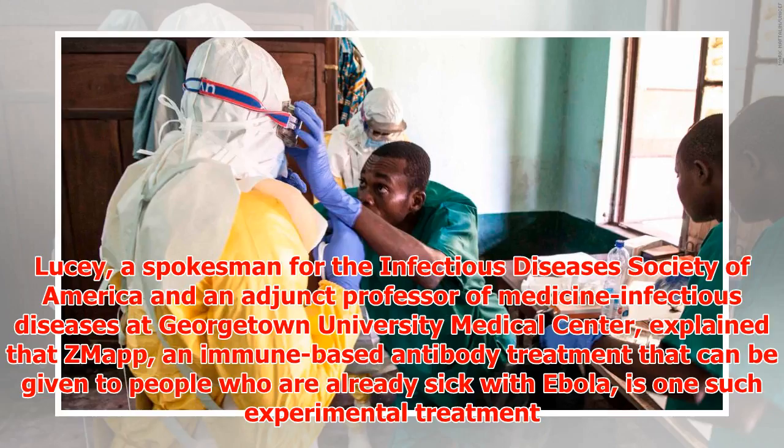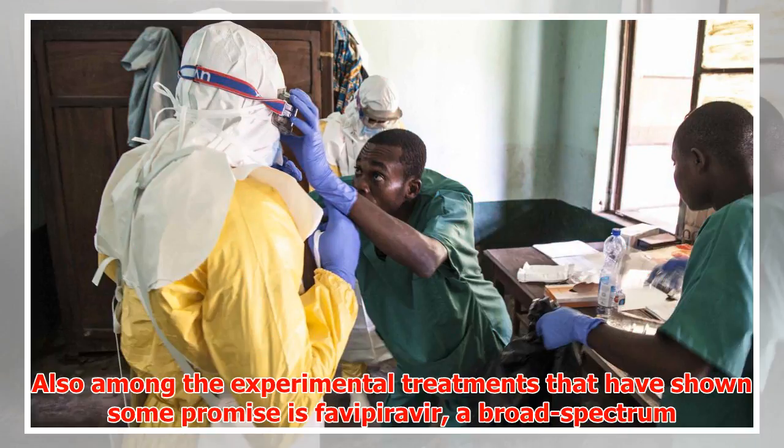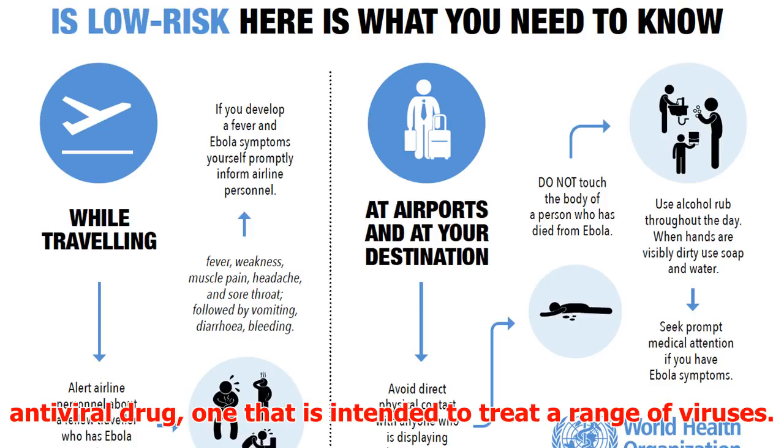Dr. Daniel R. Lucy, a spokesman for the Infectious Diseases Society of America and an adjunct professor of medicine infectious diseases at Georgetown University Medical Center, explained that ZMapp, an immune-based antibody treatment that can be given to people who are already sick with Ebola, is one such experimental treatment. Also among the experimental treatments that have shown some promise is favipiravir, a broad-spectrum antiviral drug, one that is intended to treat a range of viruses.